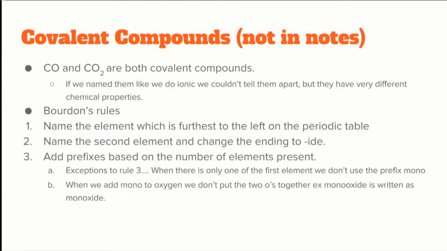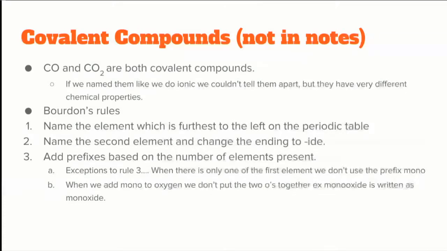So my rules. Name the thing that's furthest to the left on the periodic table first. So if you have 2 nonmetals, how do we know which one to write first? The one that's furthest to the left, the one that's closest to the metals, the one that's closest to the staircase. Rule number 2, name the second element, change the ending to "-ide." So this is just like we did with ionic compounds.